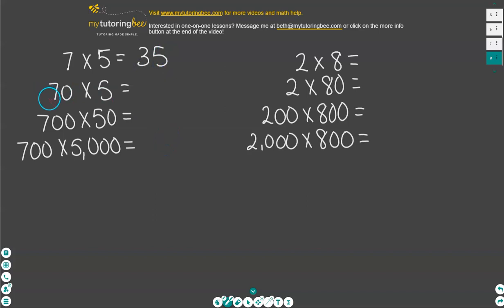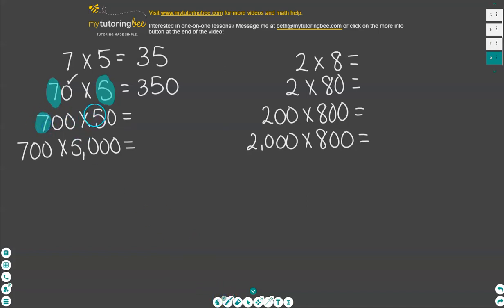So then let's look at 70 times 5. So we've got the 7 times 5 right here. So that's 35 again. And then how many zeros do we have in our problem, in our factors? We have 1 zero here, so that means we need 1 zero at the end of our answer there, 350. Let's go on to the next one.